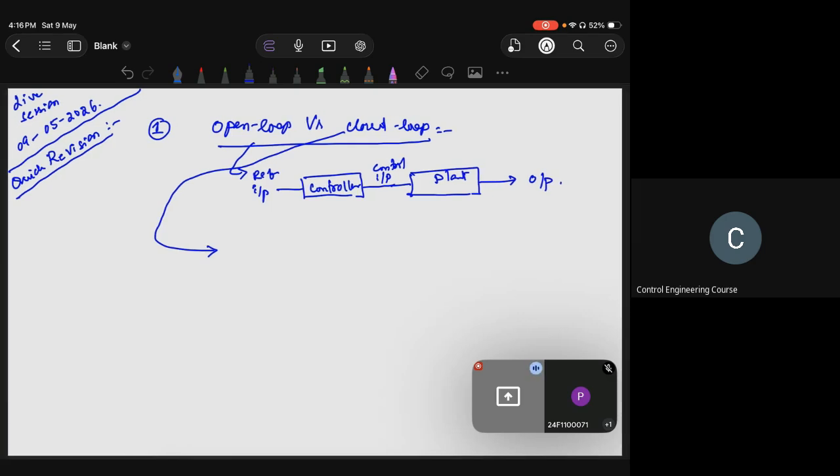Whereas in the closed loop systems, we have the same structure of controller. Then we have the control input, then the plant here, and we have the output. Any doubt?